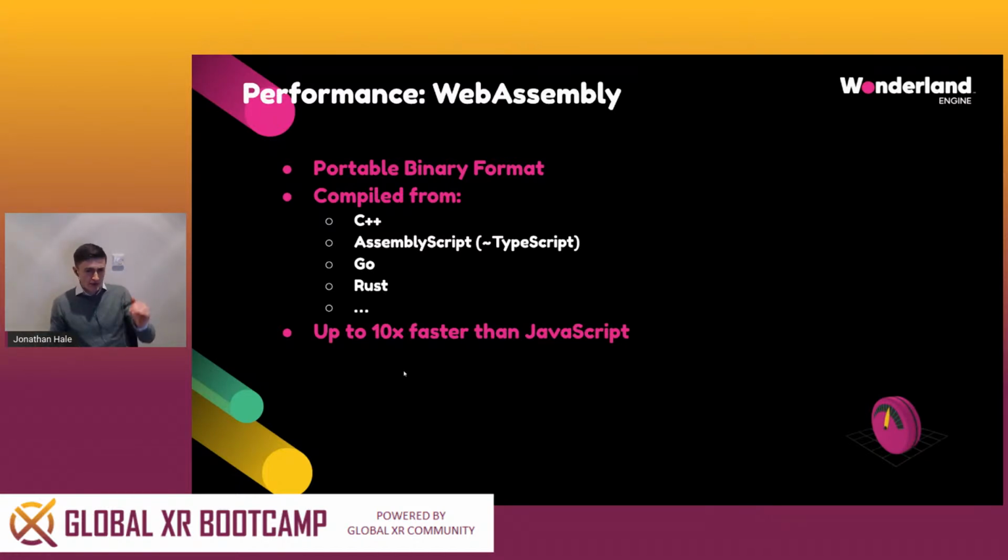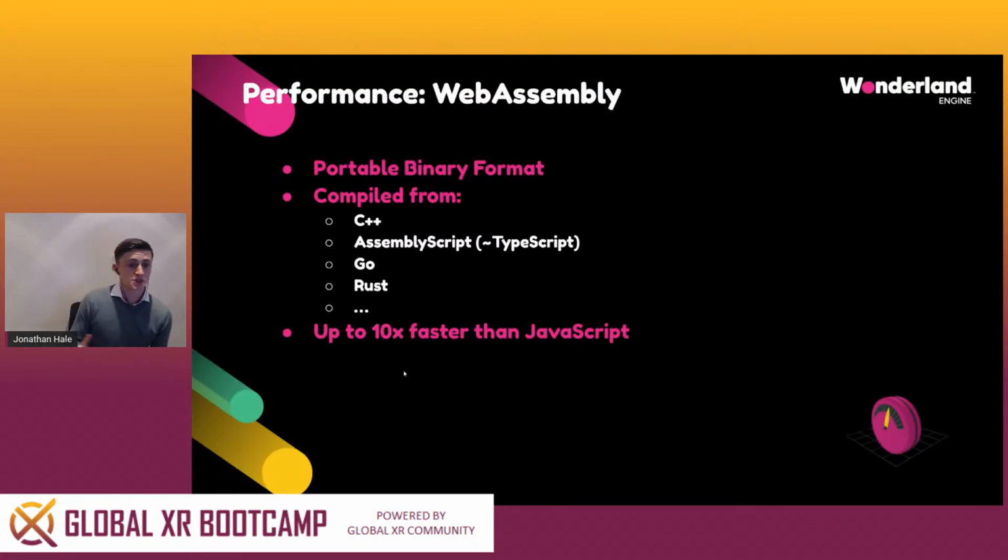WebAssembly is basically a format that lists processor instructions, which the browser can more or less one-to-one convert to actual processor instructions, right? So it's an assembly language that gets converted to the processor instructions. It's not meant to be handwritten, just like assembly. You use it as a compile target. So you write your code in languages like C++, AssemblyScript, which is like a TypeScript derivative, Go or Rust, and you compile that and get WebAssembly out.